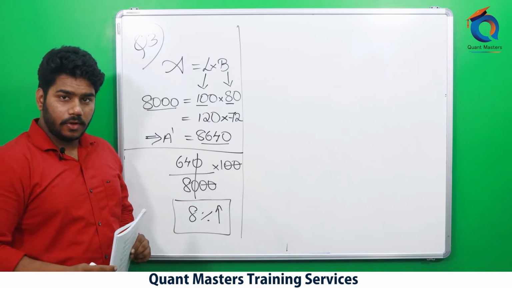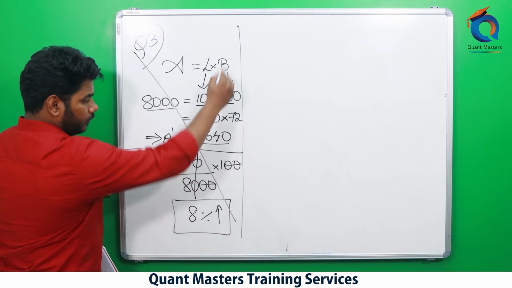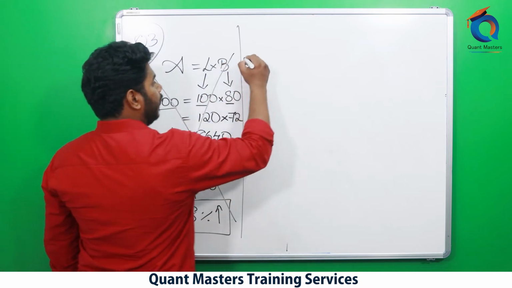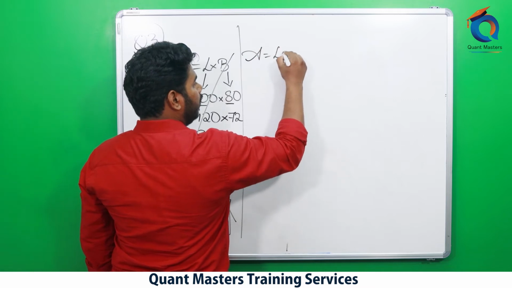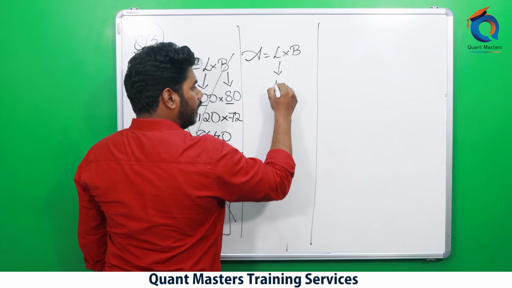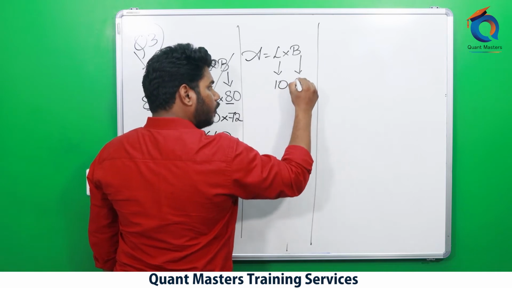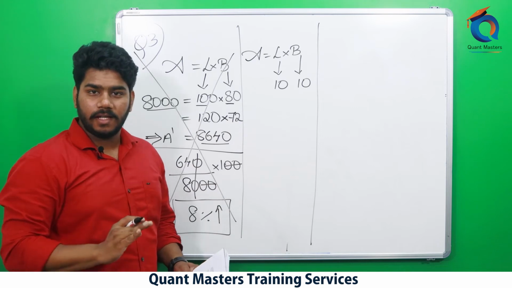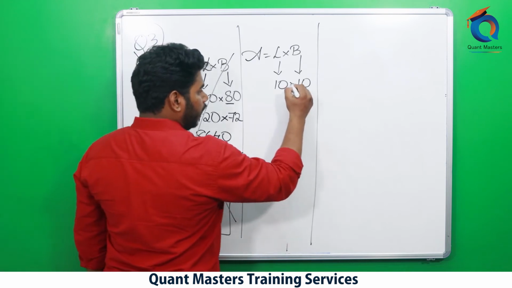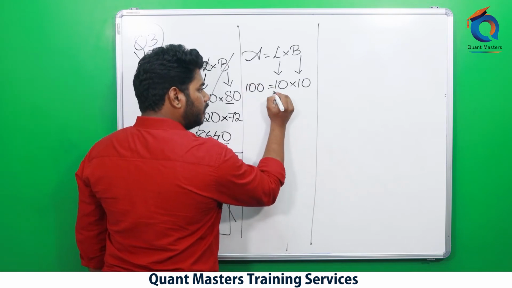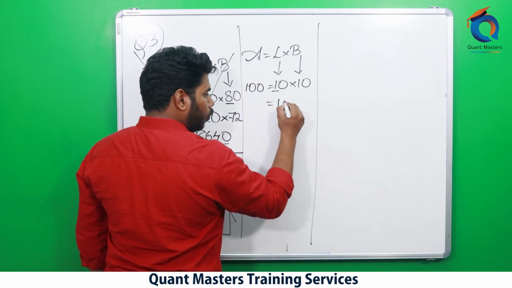I hope you have understood the concept. This is not the best way to solve. Okay, how do you solve this faster? Is this way. Area of a rectangle is length into breadth. Sir, I will assume the length as 10 and breadth as also 10. But sir, they are telling rectangle, no? All squares are rectangles. Okay, so what is 10 into 10? 100.